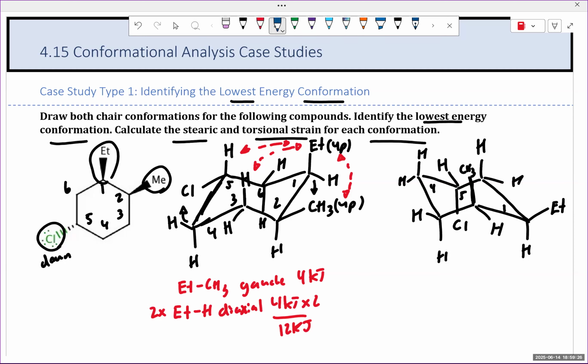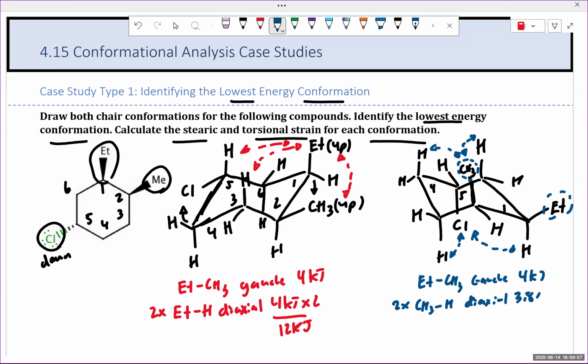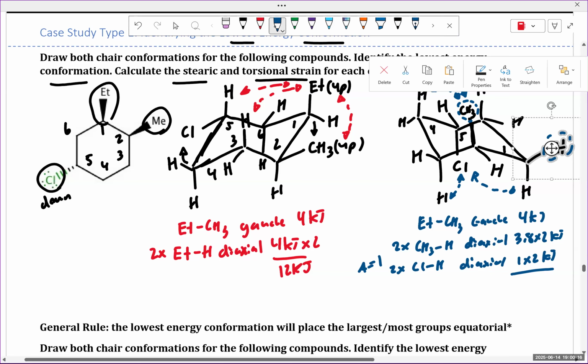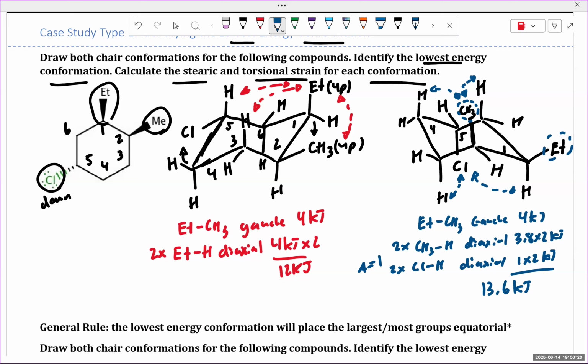Looking at the chair flipped form, again, we have an ethyl-methyl gauche interaction, which is 4 kilojoules. And then we have diaxial interactions between the methyl group that's axial and the 2 axial hydrogens, and the axial chlorine and the 2 hydrogens. So we have 2 methyl-hydrogen diaxial interactions, which cost us 3.8 times 2 kilojoules. And we have 2 chlorine-hydrogen diaxial interactions. This has an A value of 1, so this costs us 1 times 2 kilojoules. So in adding it up, we have 6 plus 7.6, which gives us 13.6 kilojoules of total strain.